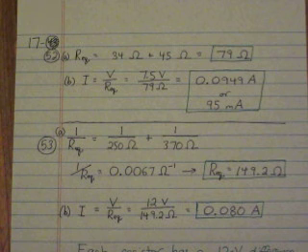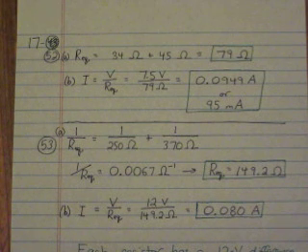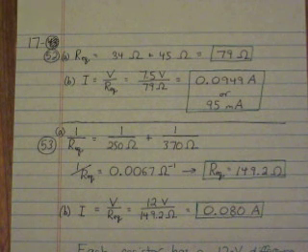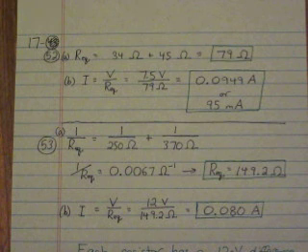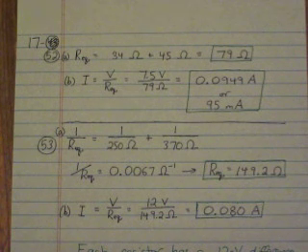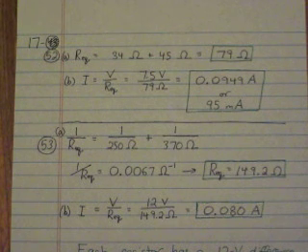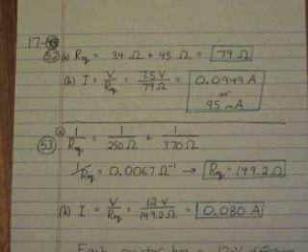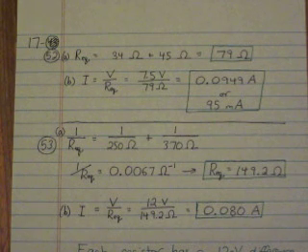When resistors are arranged in series, the equivalent resistance is their sum. So 34 ohms plus 45 ohms is 79 ohms. Part B, the current is the voltage divided by that equivalent resistance. 7.5 volts divided by 79 ohms, and that gives us 95 milliamperes.